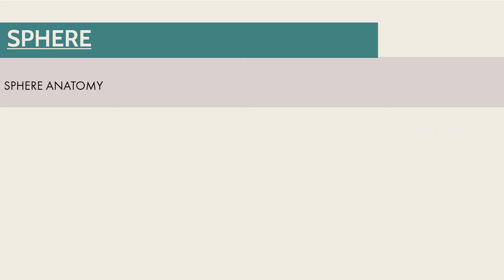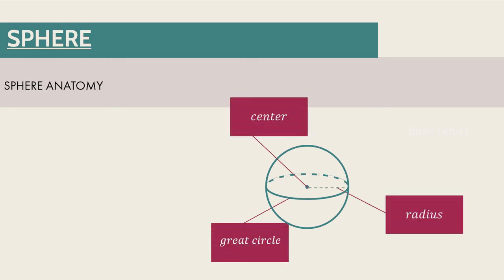Okay. Again, we will have a look at the anatomy of a sphere. This is my drawing of a sphere. We have the center, a point that lies inside the sphere whose distance to any point on the outer sphere is equal to the other distances.